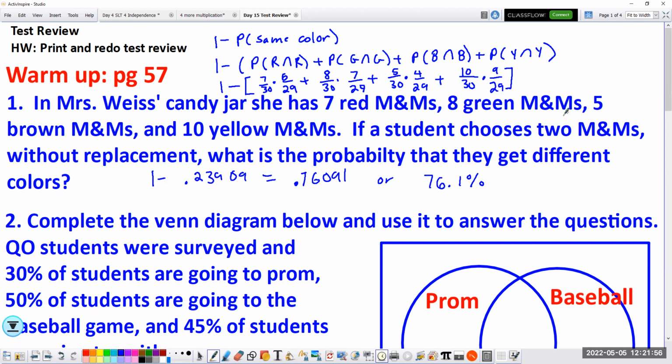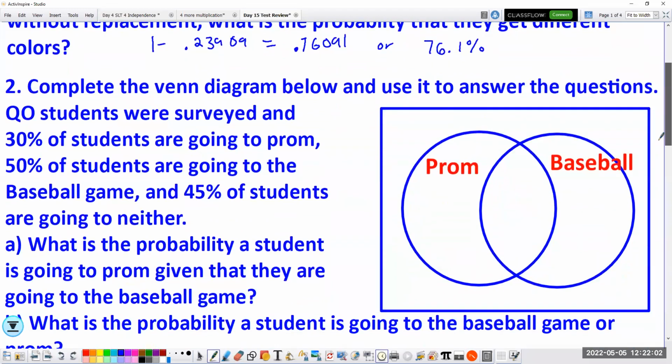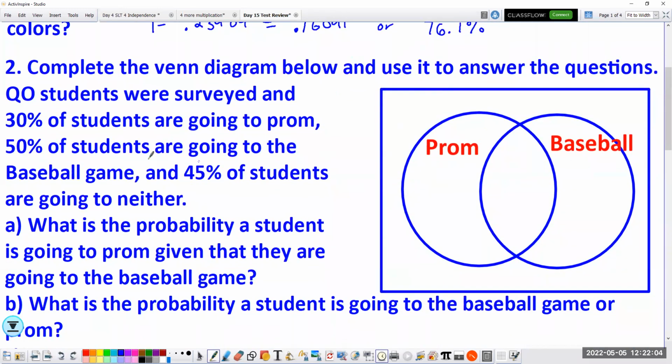So now take a look at number 2. Complete the Venn diagram and use it to answer the questions. Students were surveyed and 30% are going to the prom, 50% are going to the baseball game, 45% are going to neither. Now I know that this whole diagram has to add up to 100%, so I'm going to keep that in mind. The first number I'm going to put in is 45% are going to neither, because that I know for sure.